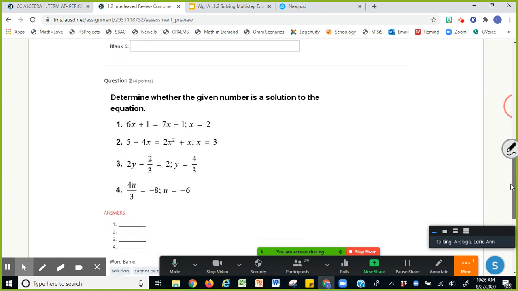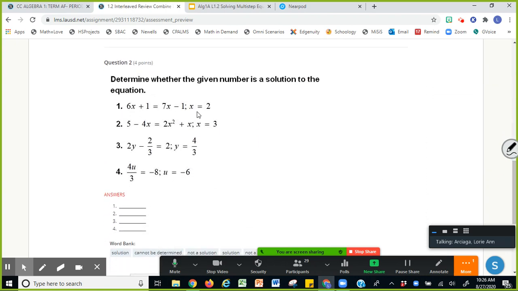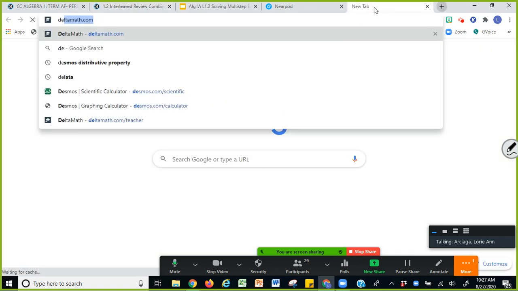While in the second part, you just have to tell whether the number here is a solution to the equation or not. So how are you going to do that? Pretty much you're just going to substitute. Like if this is 2, you change every x to 2 and see if the left and the right hand sides match.